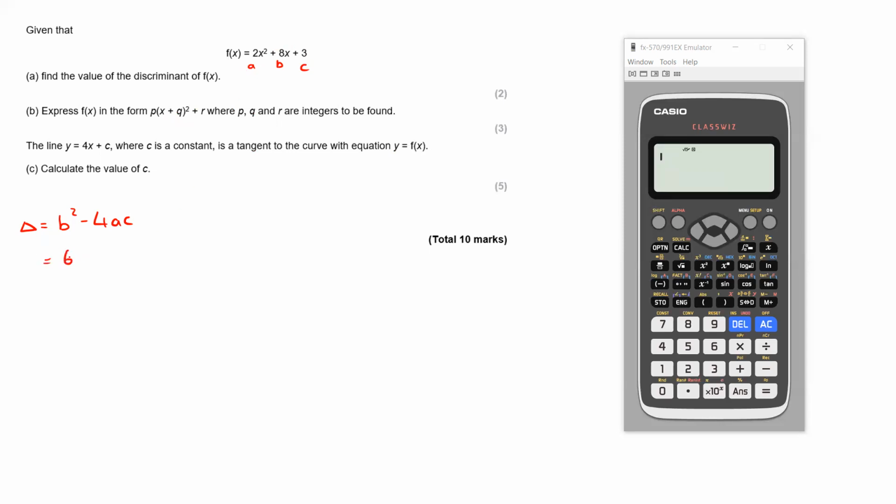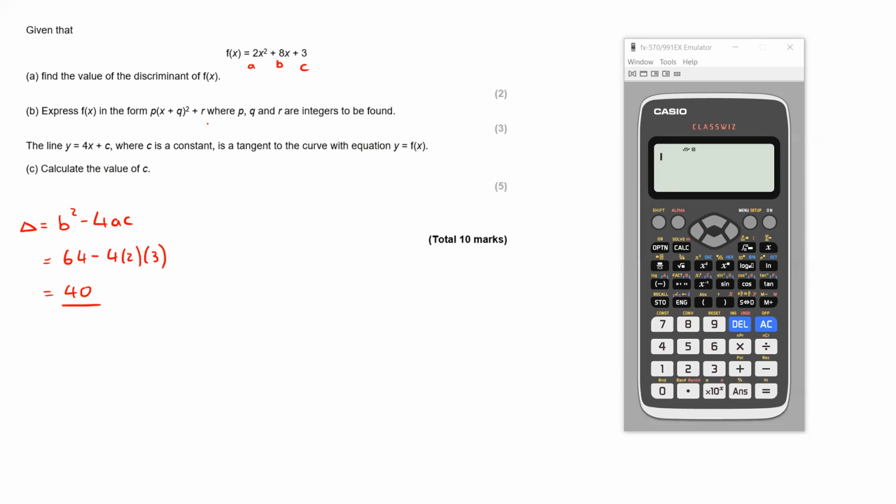So I've got 64 minus 4 times 2 times 3. 2 times 3 is 6, times 4 is 24. 64 minus 24 is 40. So that means this technically doesn't factorize nicely, because the square root of 40 doesn't exist as a whole number. It's not going to factorize nicely.